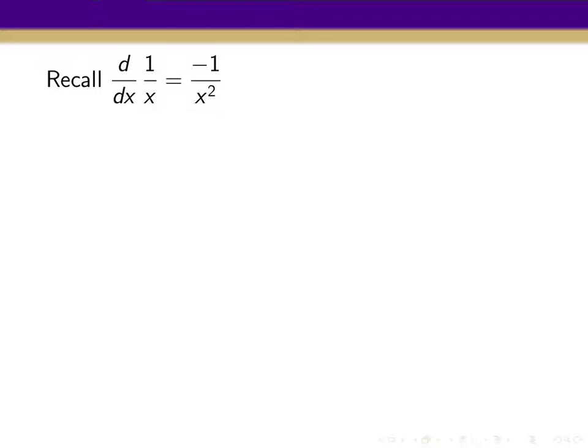Well, what if we do this with negative powers of x? So if you recall, in the last video we did the derivative of 1 over x, and we saw that it's equal to minus 1 over x squared. What if we did the derivative of 1 over x squared?